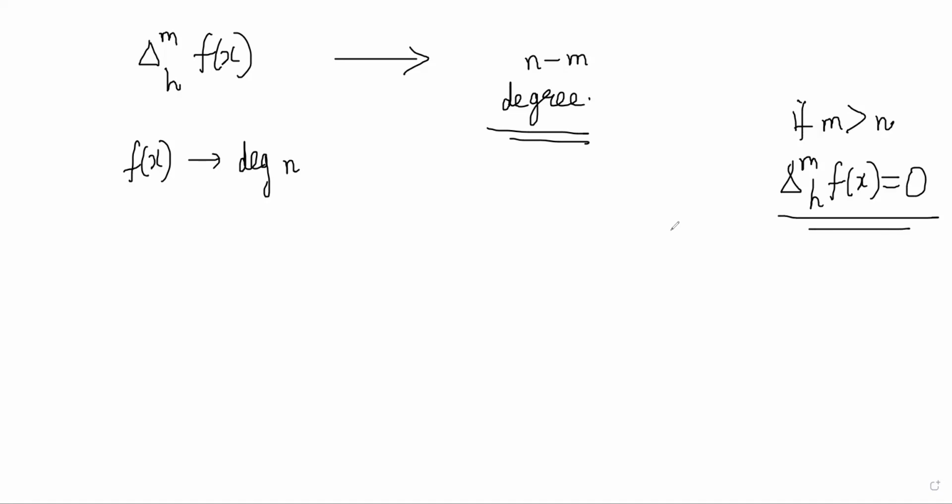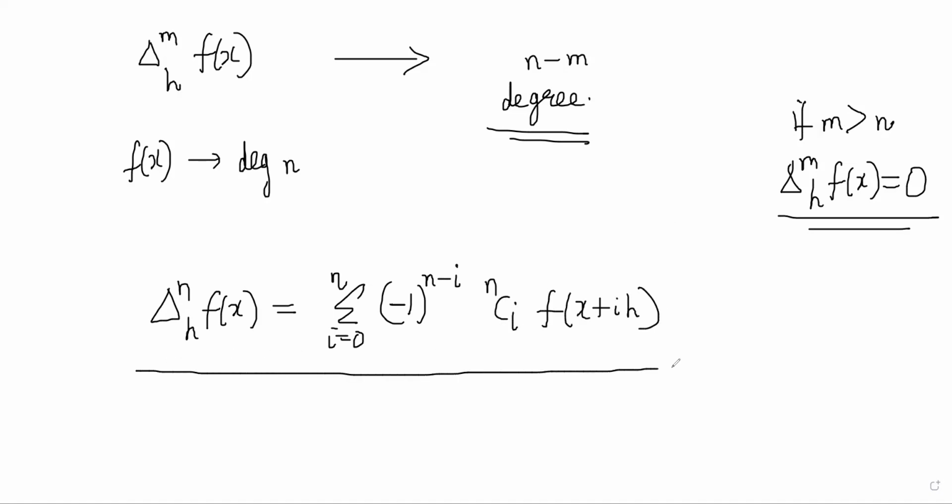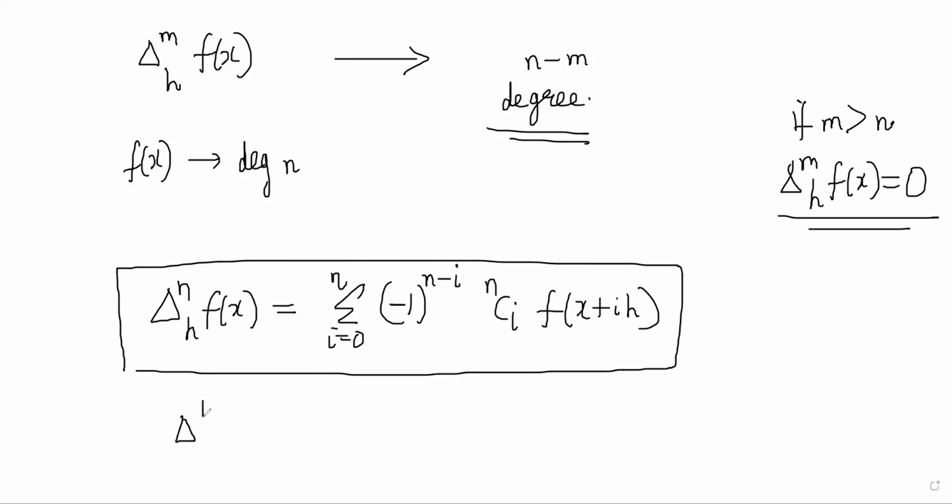The main formula for the whole section is the general formula for an nth order difference, which was delta nh f of x is given as summation i goes from 0 to n, minus 1 power n minus i, nCi f of x plus ih. That is the general result. And the special cases of that we have already seen, delta 1h, delta 2h f of x, and so on. So we will see how to use this in problems.